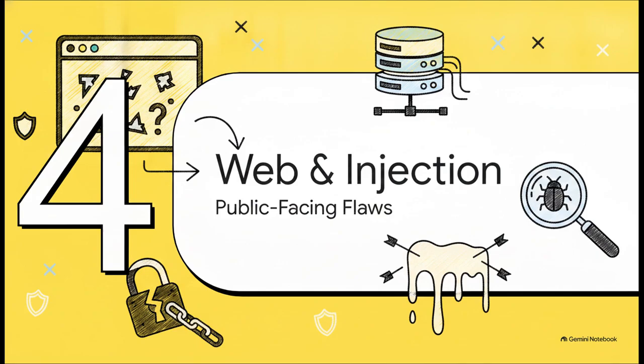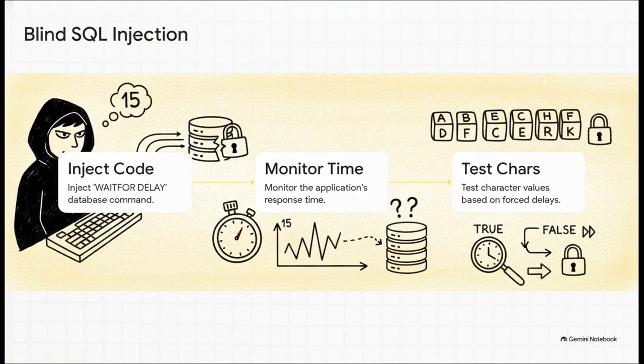Let's transition over to Section 4, Web and Injection Vulnerabilities. This is an area heavily tested on the exam, mostly due to the massive complexity and the very public-facing nature of modern web applications. Often, web applications don't just hand over nice, readable database errors to attackers, so attackers have to fly blind. Let's walk through the step-by-step logic of a blind timing-based SQL injection.